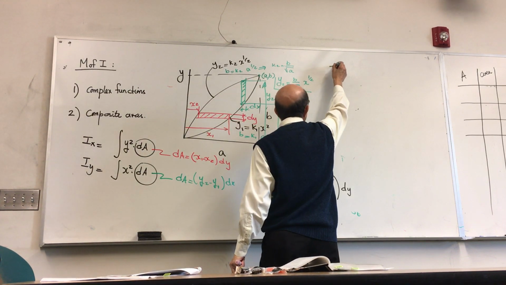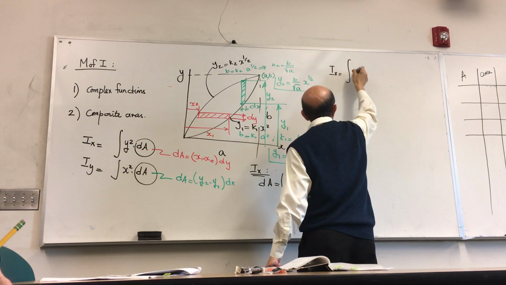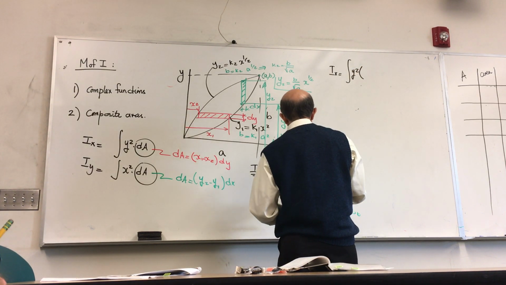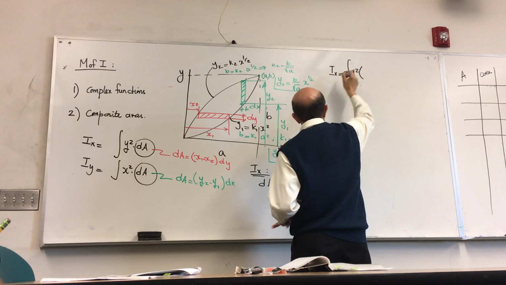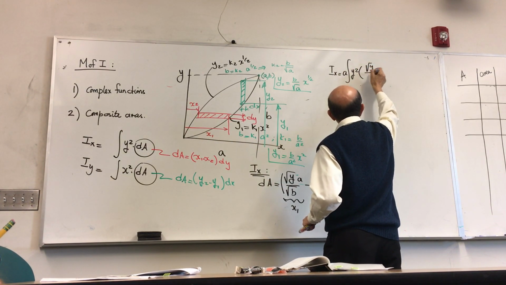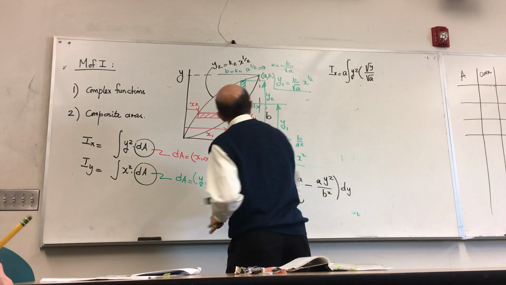So just simply substitute that in here. So I of x then would be the integral of y squared times this. And I'll take a out, because it's common between the two. So you have the square root of y divided by the square root of b. Okay.